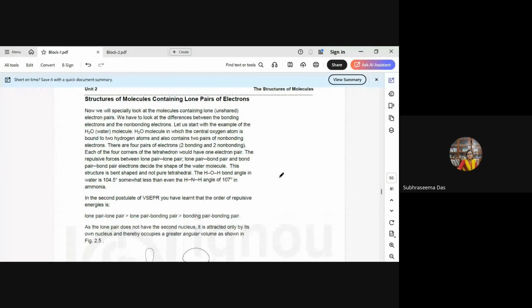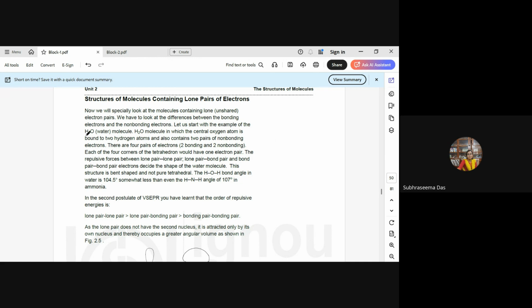Now coming to the structure of molecules which contain lone pairs of electrons. Here we will specifically look at molecules that contain unshared electron pairs. So we have to understand the difference between the bonding pairs and the lone pairs, the non-bonding electrons. This is very crucial when we talk of predicting the geometry of molecules. Apart from lone pairs, bonding and non-bonding electrons are also important.